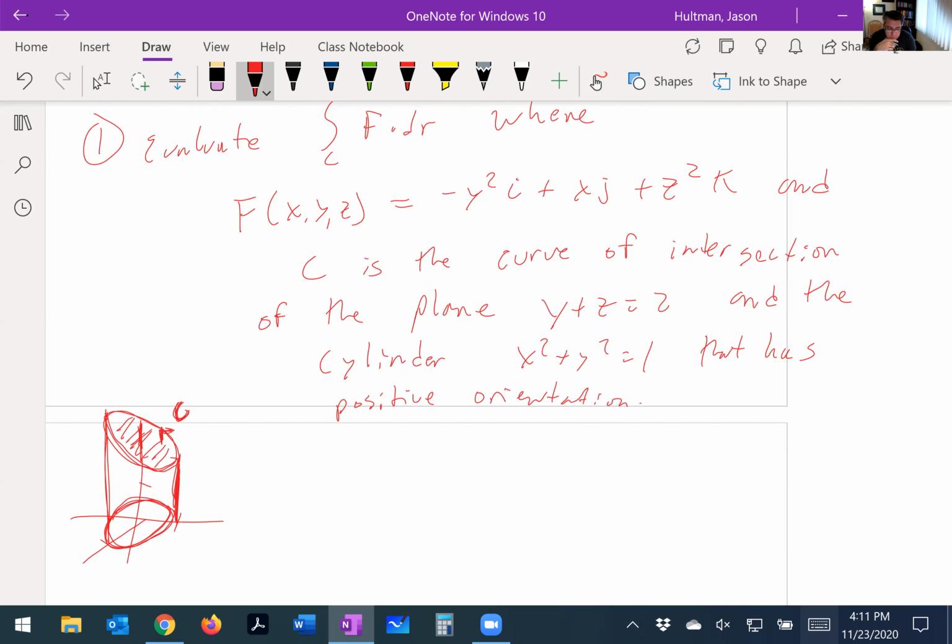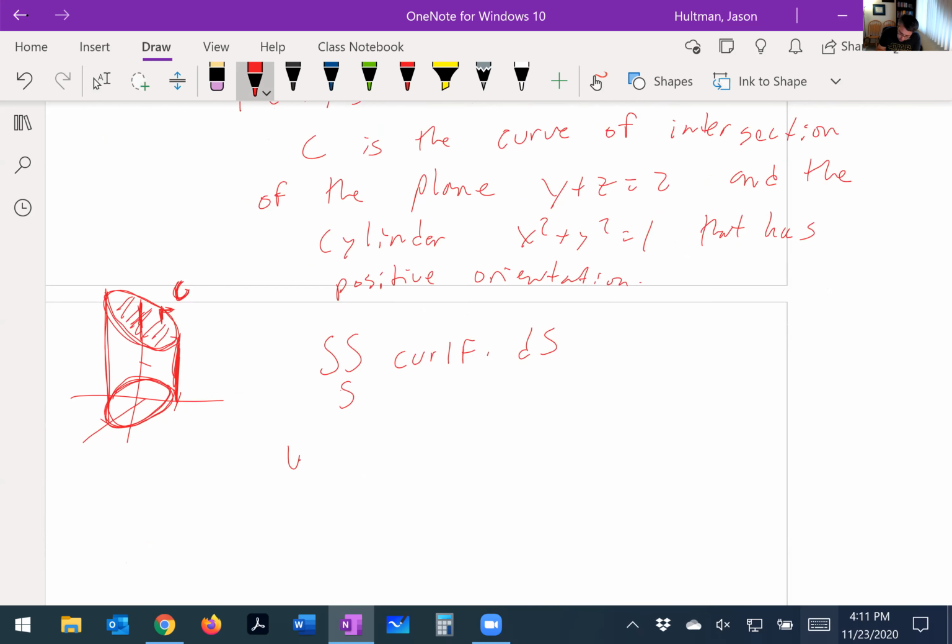We have a force field with respect to this surface. And I'm going to say, let's find the curl of this thing and then evaluate it. Let's do that. So we want to take the line integral about this and turn it into the curl of F dot dS. So first let's find the curl of F.